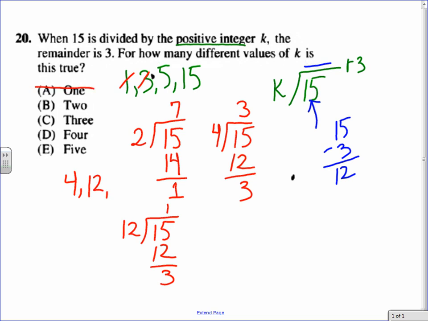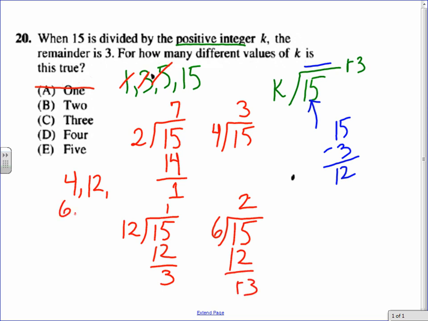So we know A is out. Then we should also test out other factors of 12. We know 5 doesn't work because it goes perfectly into 12. Let's see what happens with 6. It should work because it is a factor of 12. Six times 2 gives us 12, which gives us remainder 3. So 6 also works. 7 is not going to work, and one way you could find that out is just by looking at the fact that 7 divided into 15 is going to give you remainder 1, just like 2 divided into 15 gave you remainder 1.